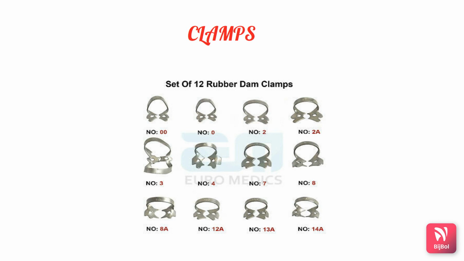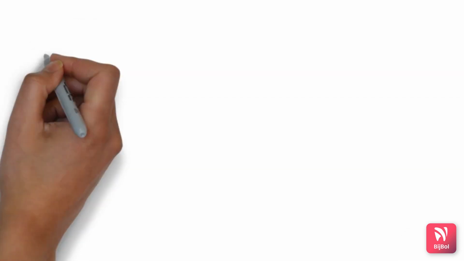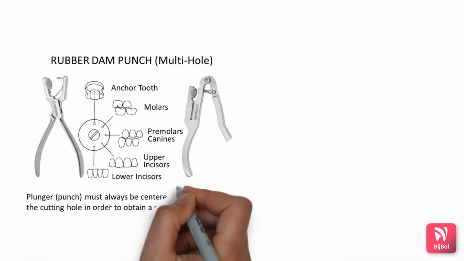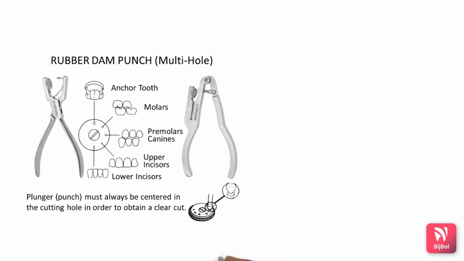Now we can see the rubber dam punch. This is a precision instrument which has a rotating metal disc with 6 holes of varying sizes and a tapered sharp pointed plunger. The punch is used to cut the holes on the rubber dam sheet, and the smaller holes are for incisors, canines, and premolars, whereas the larger holes are for molars.